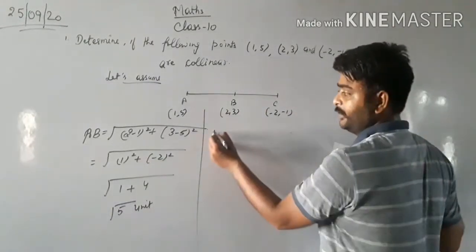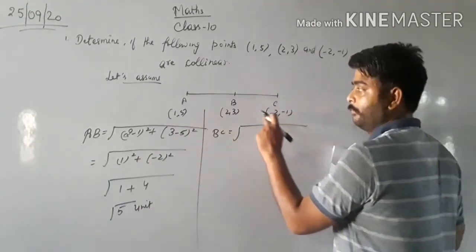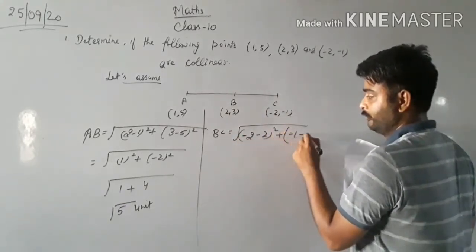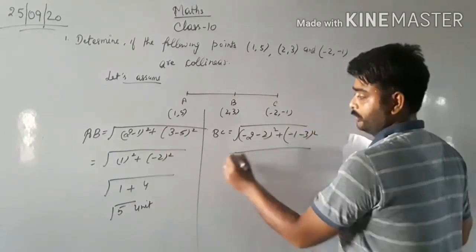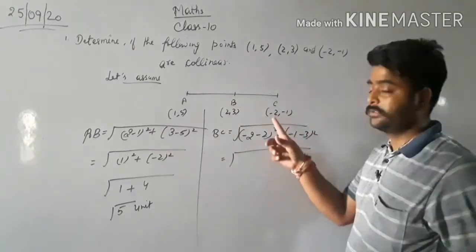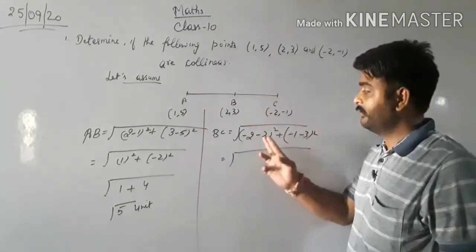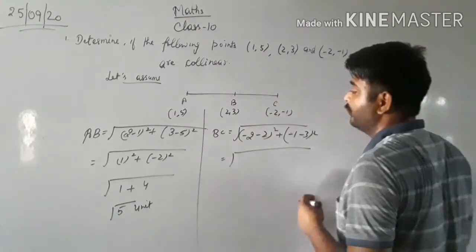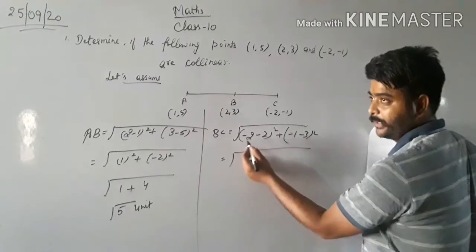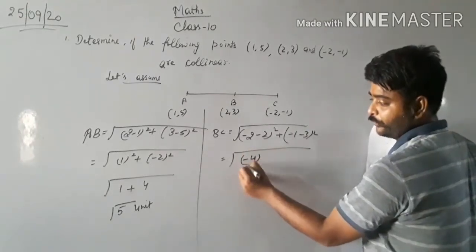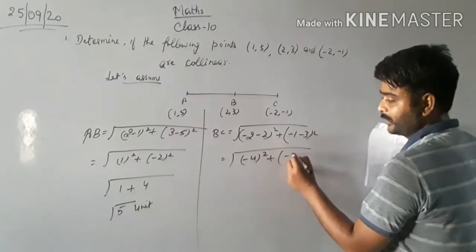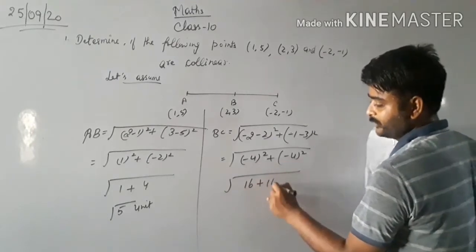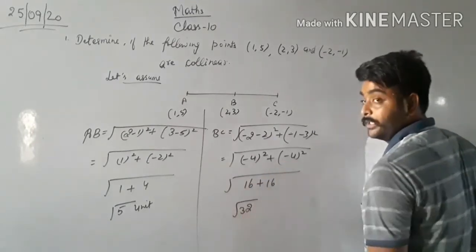Okay. Now, for BC, again, class, same. (-2 minus 2) whole square plus (-1 minus 3) whole square. So, class, look here, I did not change even a single sign. What is given in the formula, that is the minus sign. What is given in the question, that is -2. I will not change the sign of any of the values. So, -2, -2 minus 2 gives -4 whole square. -1 minus 3 is again -4 whole square. So, -4 whole square is 16. Again -4 whole square is 16. So, 16 plus 16 can be written as root of 32 unit.